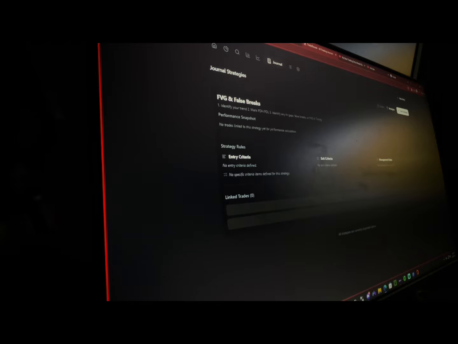So I have my strategy over here in one tab. Basically, I just have it, and then fair value gap fills and false breaks. And basically, I just have my rules set on here. Identify the trend, mark the previous day high, previous day low at the right time, and of course, identify any fair value gaps or false breaks at those high or low levels, and align it with time. And just look for a sell or buy.